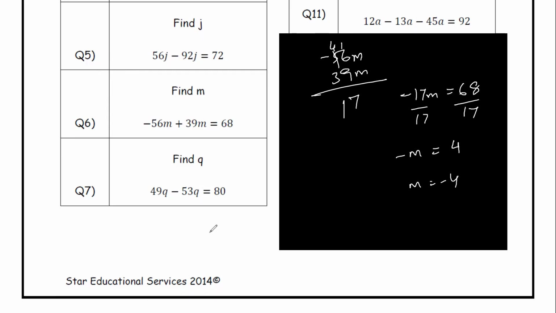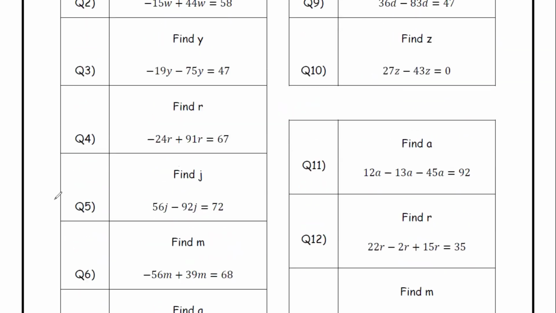Question 7. 49q minus 53q is 80. So this is simple. This is 49 and 53. The difference is 4. Negative 4q is equal to 80. Divide both sides by 4. So I got negative q is equal to 20. So q is equal to negative 20.